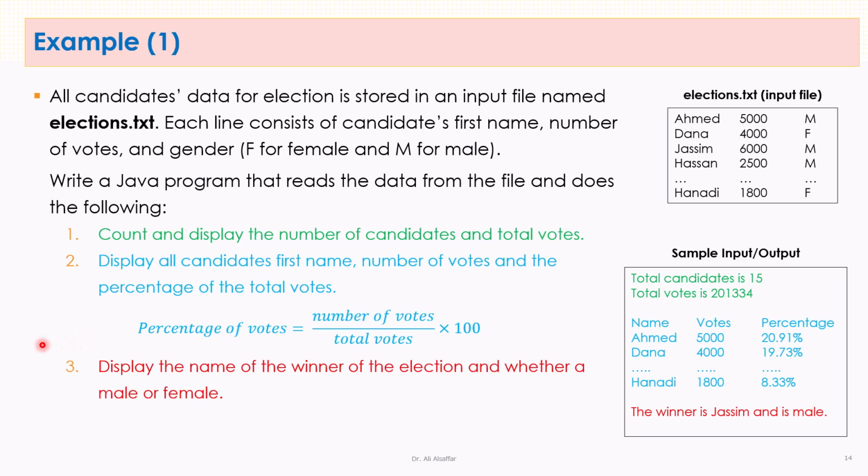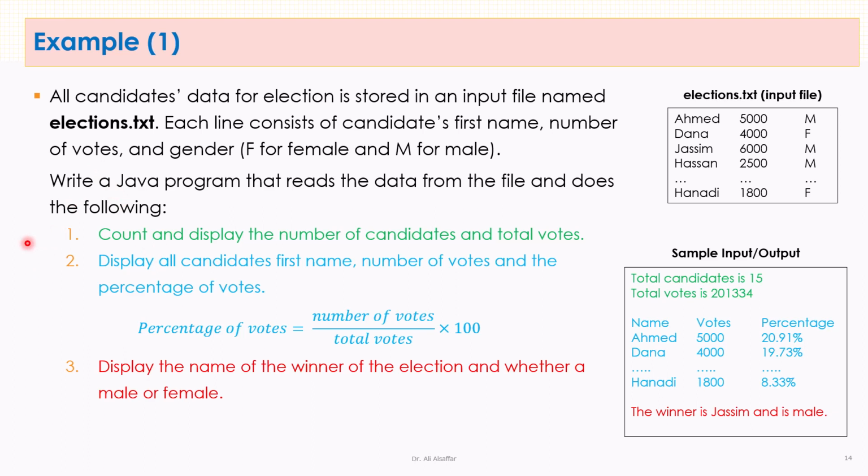For the last part, it is asking to display the name of the winner of the election and whether the winner is a male or female. And this is a sample output for this part. So a message will be displayed for this sample that we have in our file that the winner is Jasim and Jasim is male.